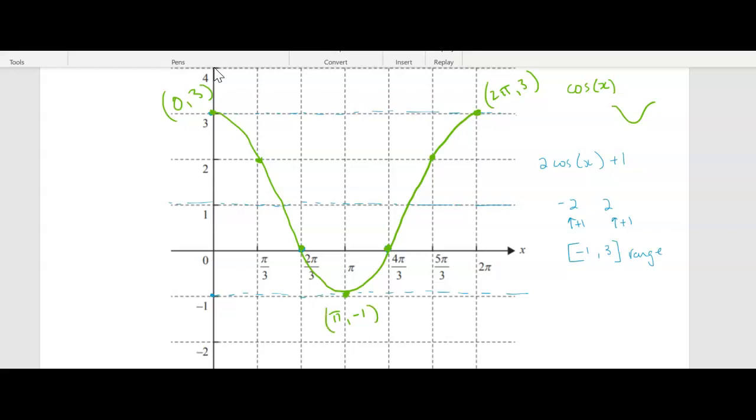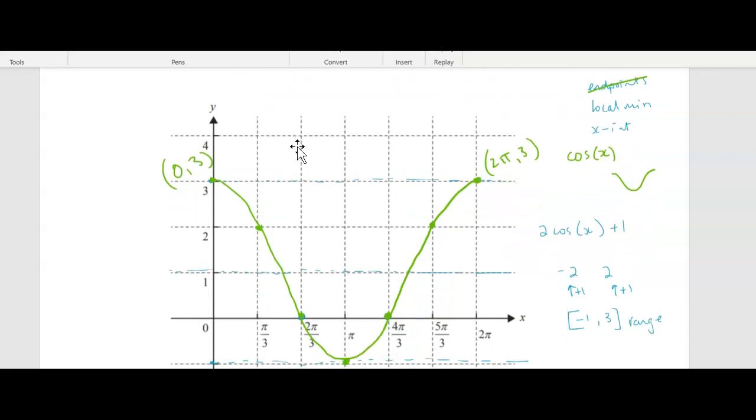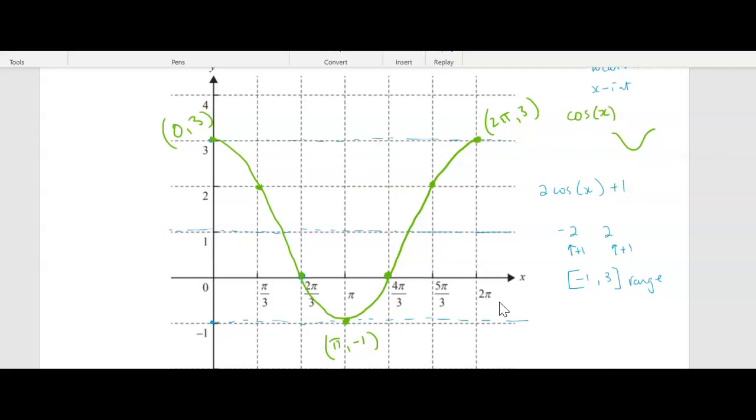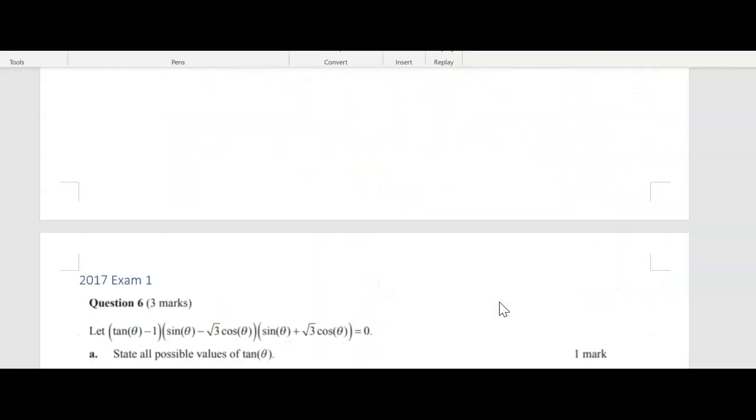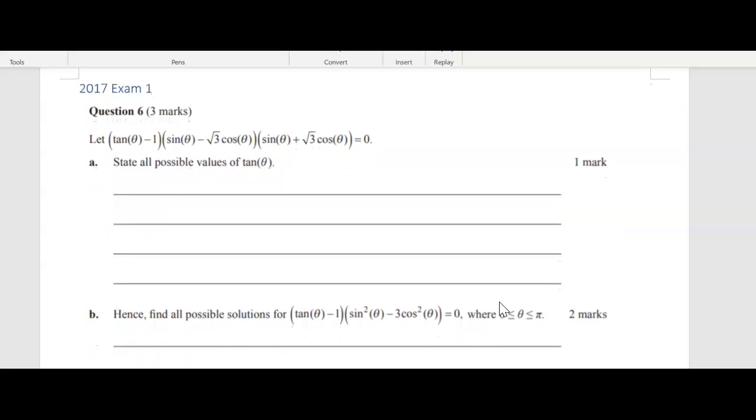So let's just check, because it's a 3-mark question. You want to get as many marks as you can, because sketching graphs isn't that difficult. Sketch the graph, done. Label the endpoints, done. And local minimum point with its coordinates, all done. All right, so great if you got a question like that one. Easy 5 marks. All right, let's move on to the 2017 exam 1.